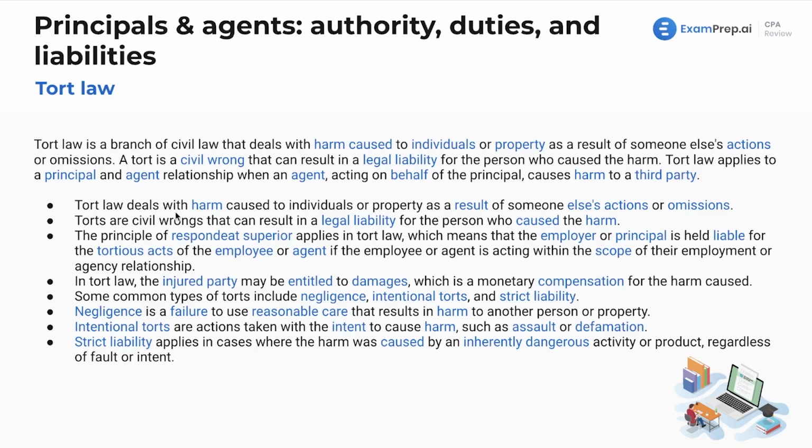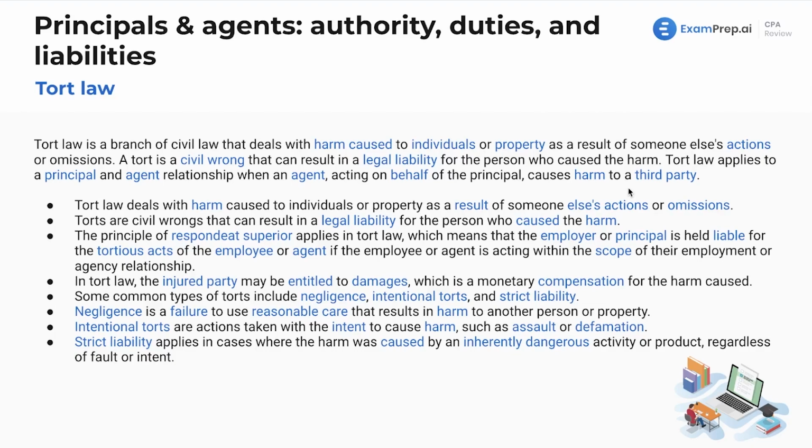Tort law applies to a principal and agent relationship when an agent acting on the behalf of the principal causes harm to a third party. One classic example I love is, let's say you are a driver of an ice cream truck. You work for a mega ice cream truck conglomerate that owns all the ice cream trucks around. You're hired as either an employee or an independent contractor to drive the trucks. And if you hit someone with that car, who's liable? We'll talk about that in all different scenarios there.